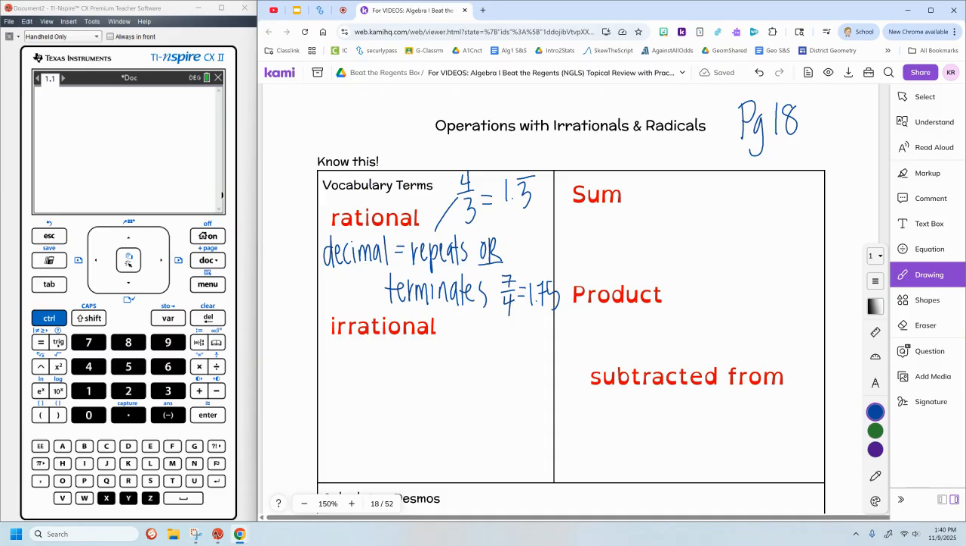Now, an irrational number, as a decimal, never repeats. And so there's the difference, and never ends. So examples are the square root of 2.